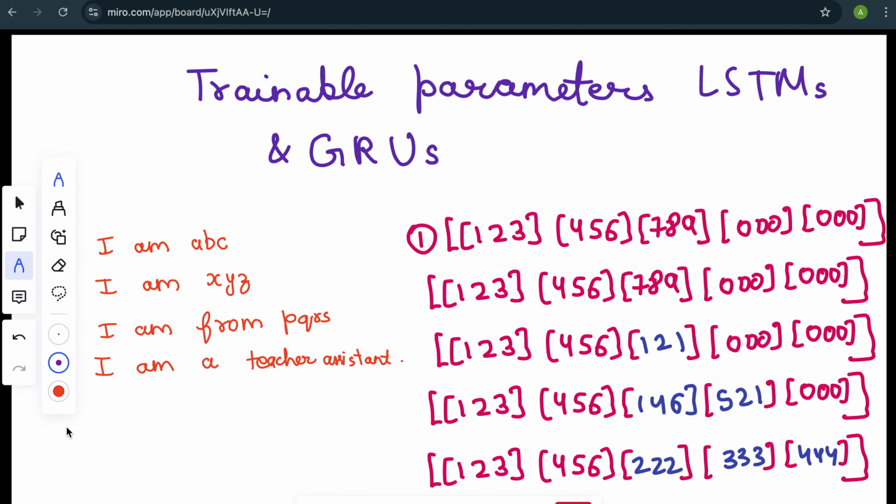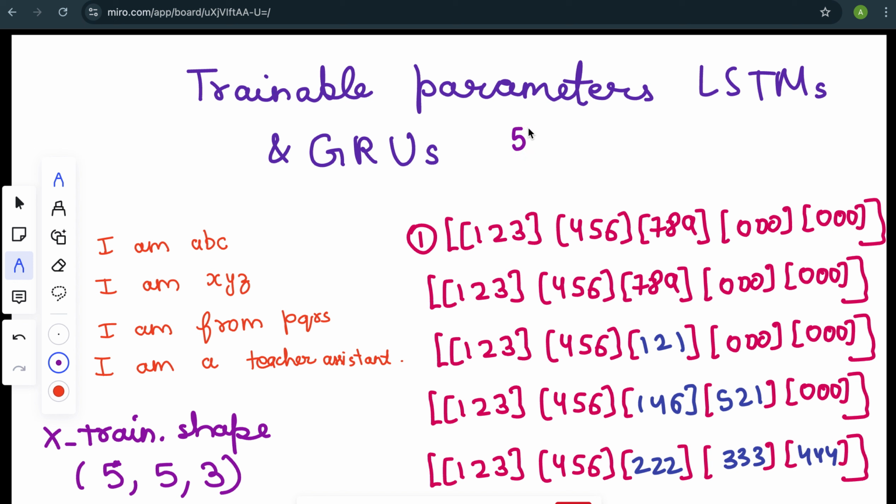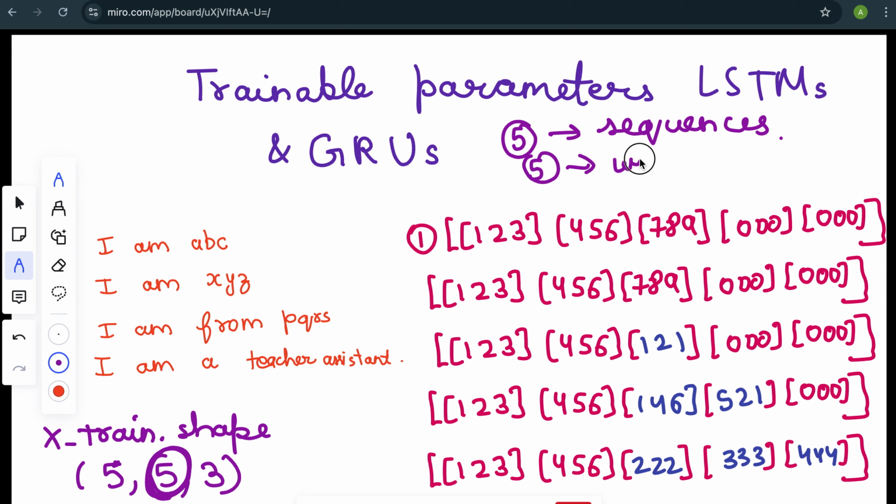Let me write it. Suppose you have ever seen the X-train shape, for this example I am making the shape like this. So it's 5, 5, 3. Now what do these numbers represent? The first 5 represents how many sequences there are. And in those sequences, how many words do I have? One sequence contains how many words per sequence.